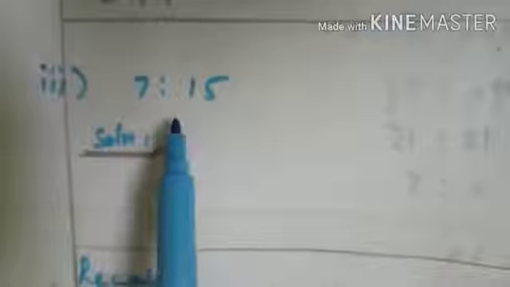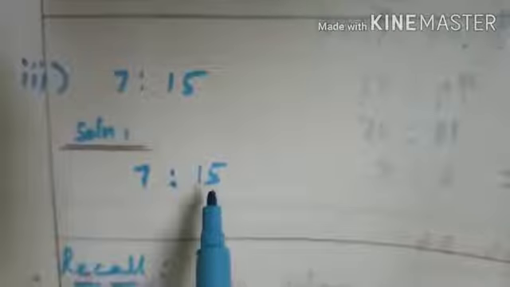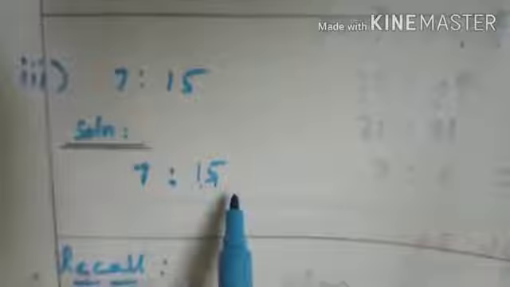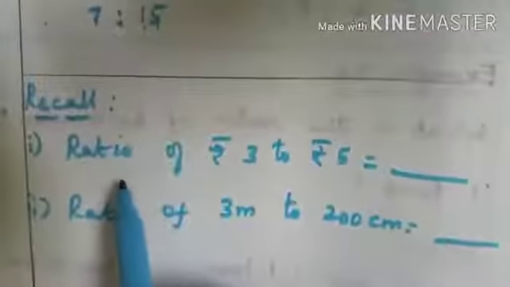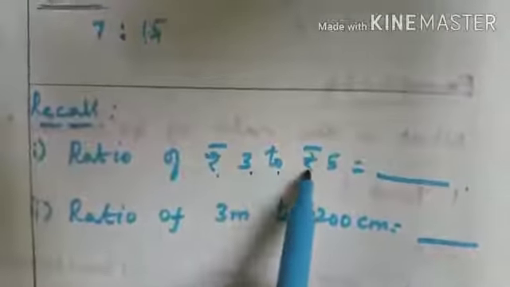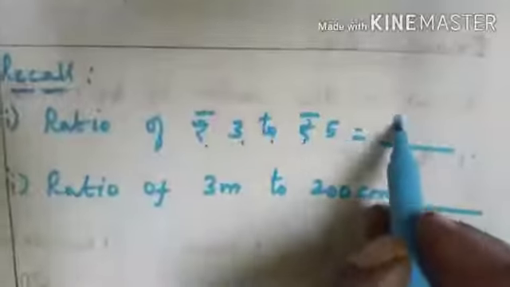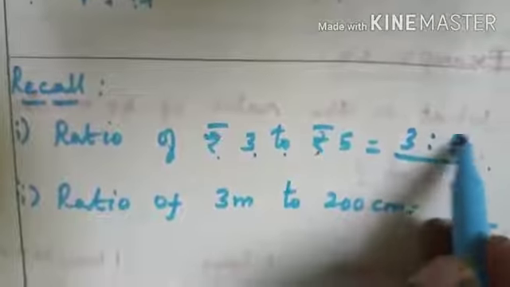Third question, 7:15. Here you see 7:15. Can we strike this number by any table? No. Here 1 7 is 7, 2 7s are 14, but here it is given 15. So these two numbers won't go in any table. So the answer is 7:15. Next we are going to recall the ratio of ₹3 to ₹5. Therefore the answer is 3:5.